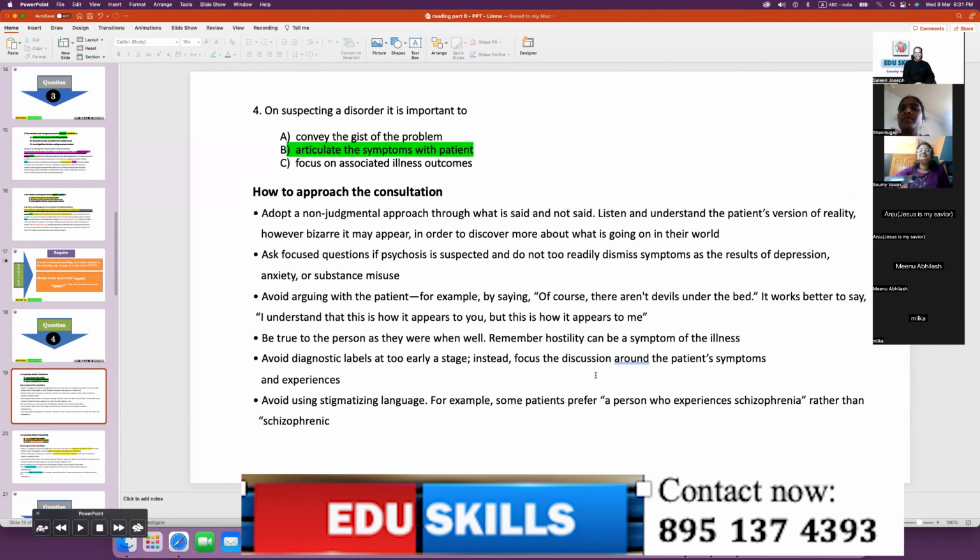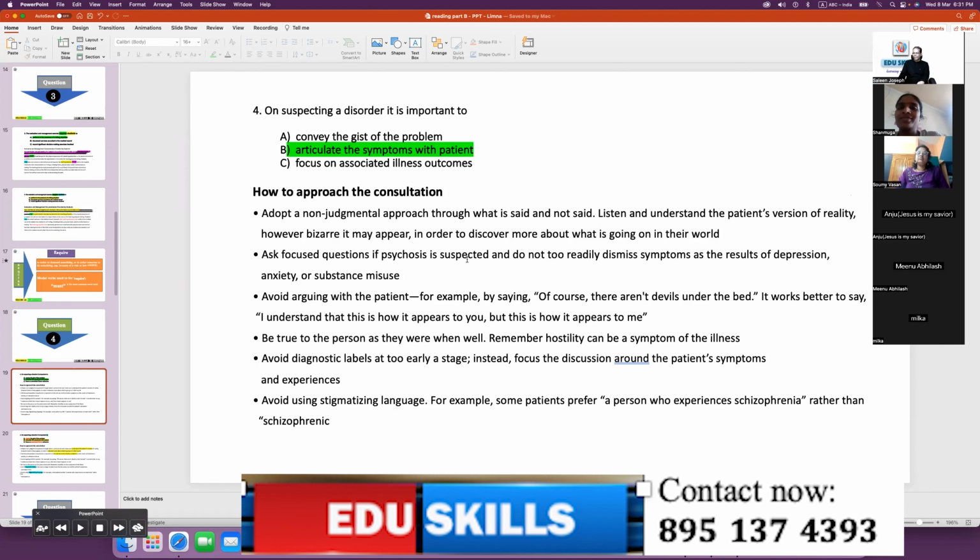See, articulate the symptoms means how to ask questions, how to be non-verbal, what to be avoided. All those things are consultation, articulating the symptoms with the patient. When he says a symptom, how should you respond? Do you get me? Definitely, this gives you a clue to the answer. But not only that, even avoid arguing. For example, saying what is this? Focused question to find out the symptoms.